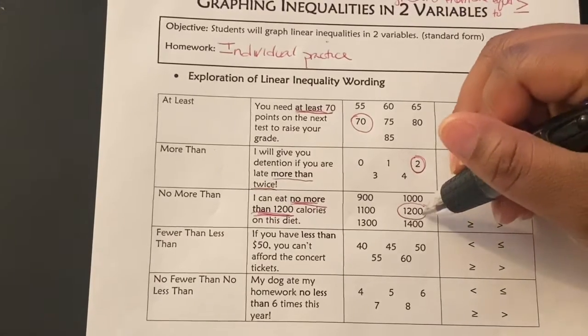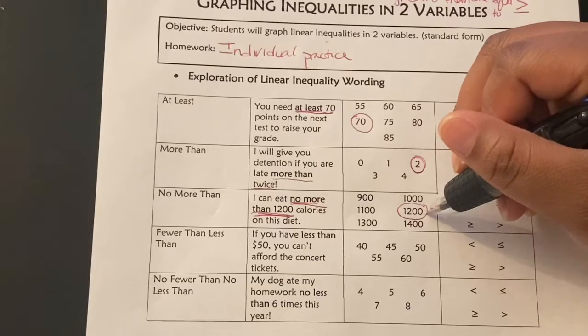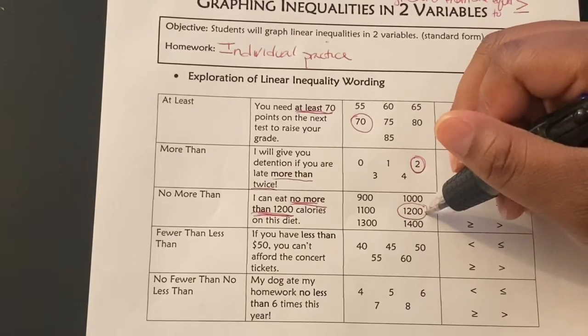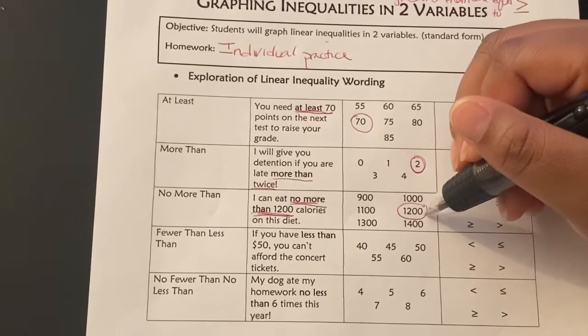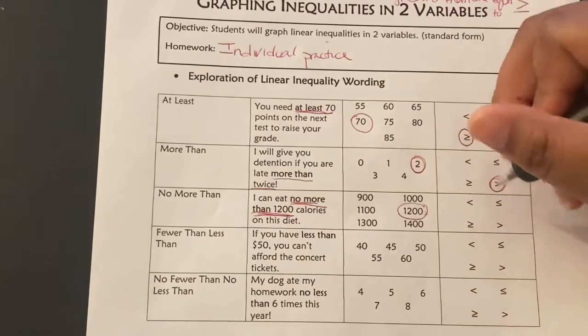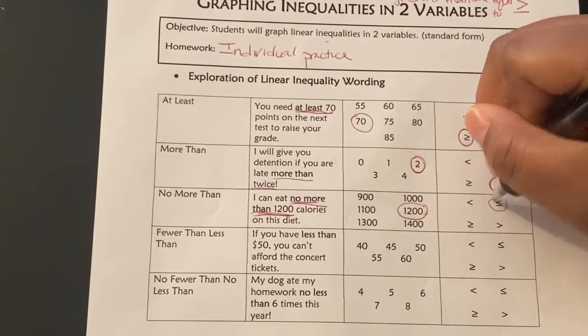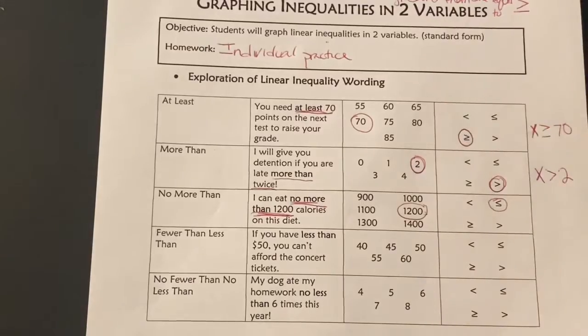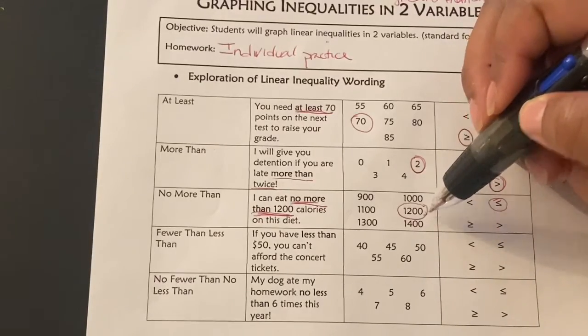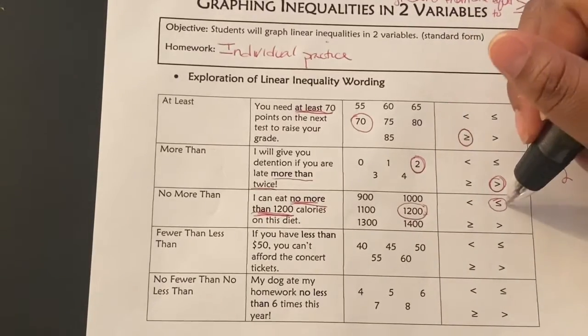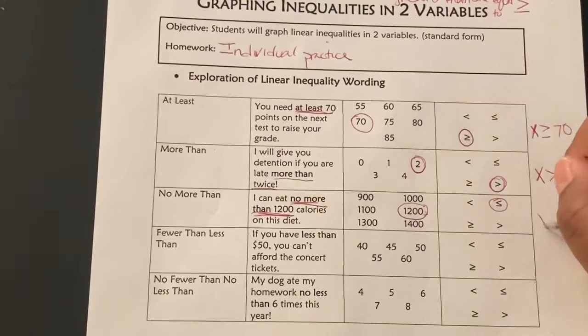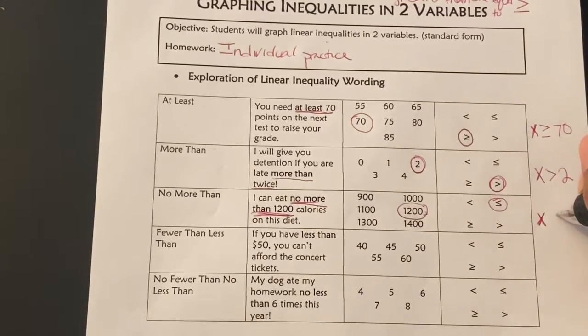That's the largest number I can eat. Everything else has to be less than that. So it has to be less than or equal to 1,200. Again, I can eat 1,200, but I can't eat more than that. So if X represents calories, the calories must be less than or equal to 1,200.